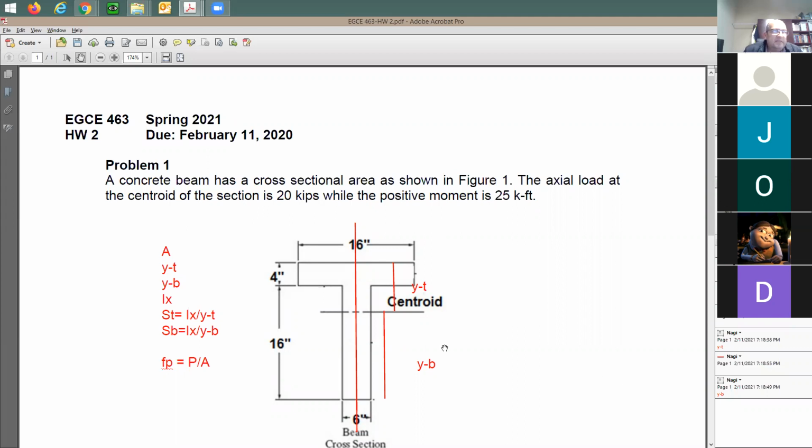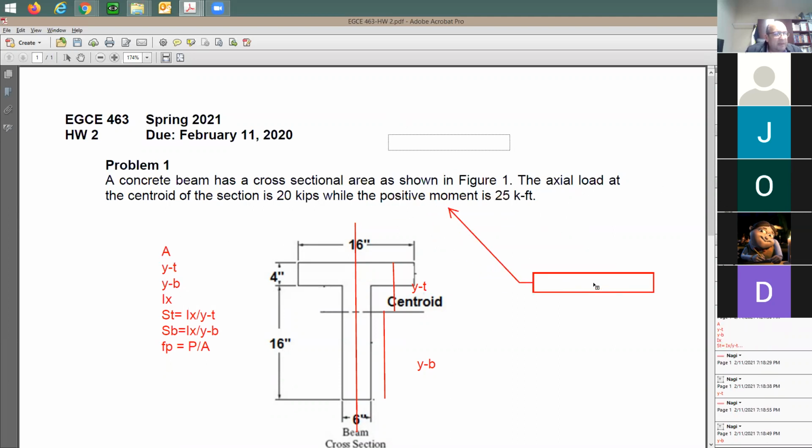I'll address this. I'll say what is meant by positive moment in concrete. So let me put it here. What is meant by positive moment in concrete? Just to confirm again, when the tension is at top or bottom?